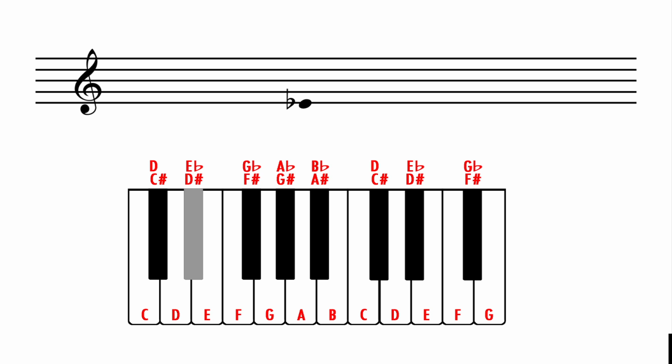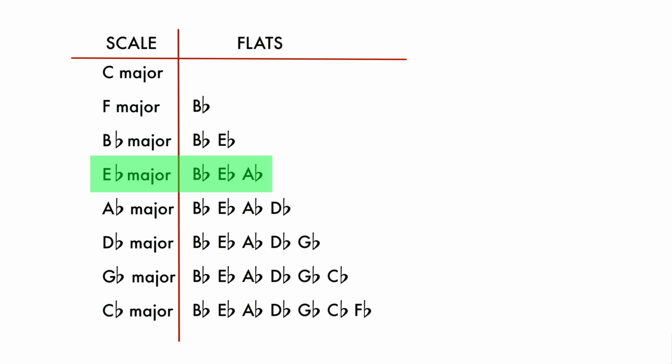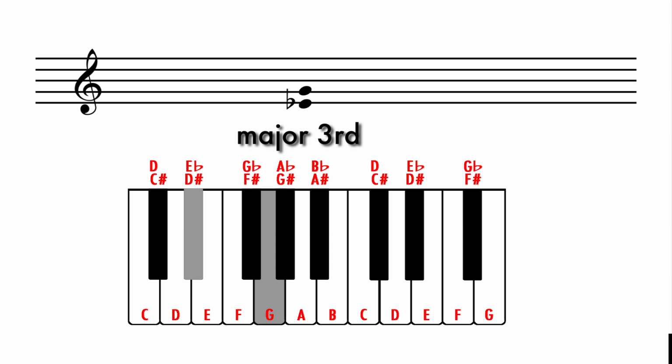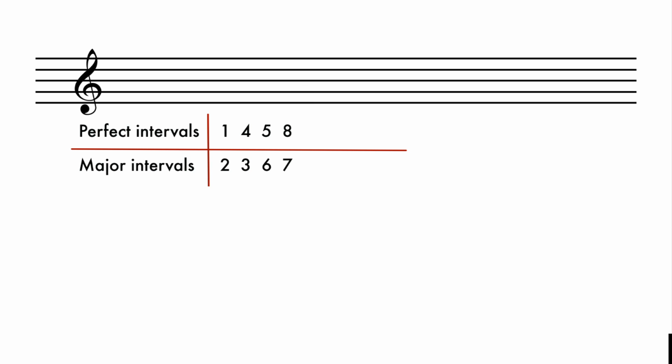If we have E flat at the bottom, G at the top, we're going to count the note names E, F, G, 1, 2, 3. So it's a third. Going to your major scale chart, you'll see G is a note in the scale of E flat. It is therefore a major third interval. Your interval always works from the bottom note to the top, unless told to invert.